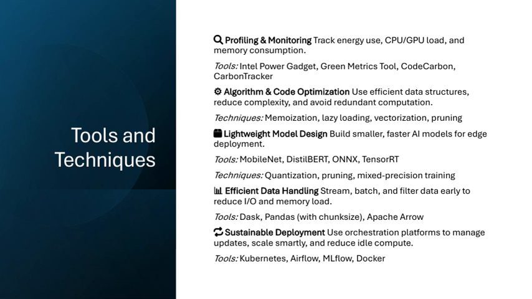Finally, sustainable deployment focuses on managing your models in production. Using orchestration platforms like Kubernetes, Airflow, MLflow, and Docker allows you to control updates, scale intelligently, and minimize idle compute resources, all contributing to a more sustainable operation. Connecting all these points, it's clear that combining the right tools and techniques can make a significant difference in reducing the environmental impact of AI, aligning perfectly with our overall goal of responsible AI development.